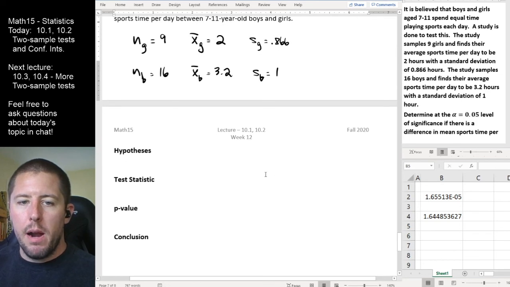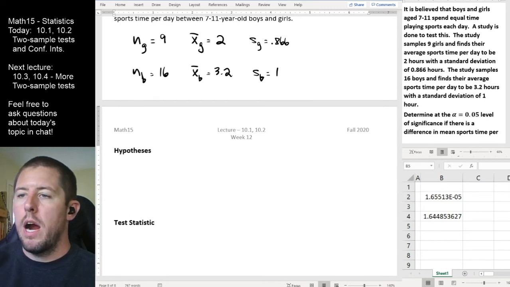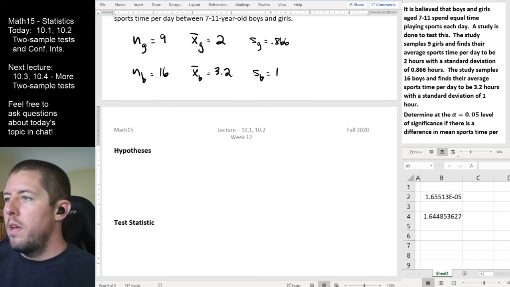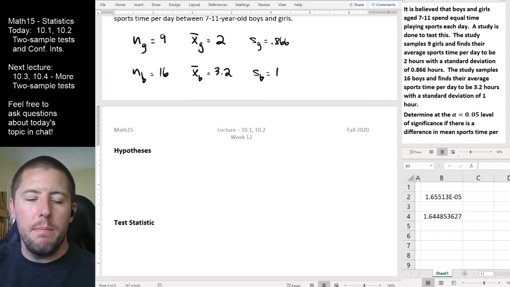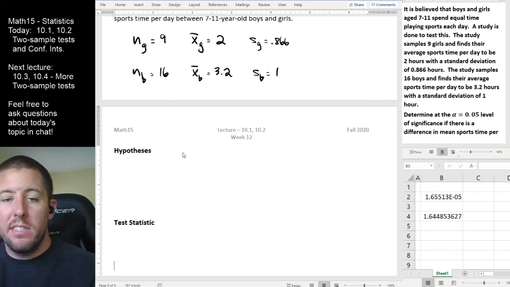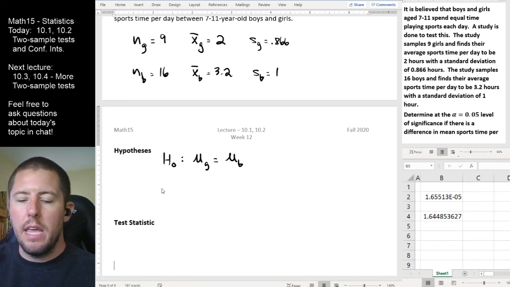Let's go ahead and form our hypotheses, our test statistics, our p-value, all the good stuff here, all of our things in order. So our hypotheses. It is believed that boys and girls spend equal time playing sports each day. That's going to tell us our null hypothesis. Our null hypothesis is our statement of no change or no difference. If there's no difference, then it should be that the average time spent playing between boys and girls is equal. So I'm going to make an equal to statement here.